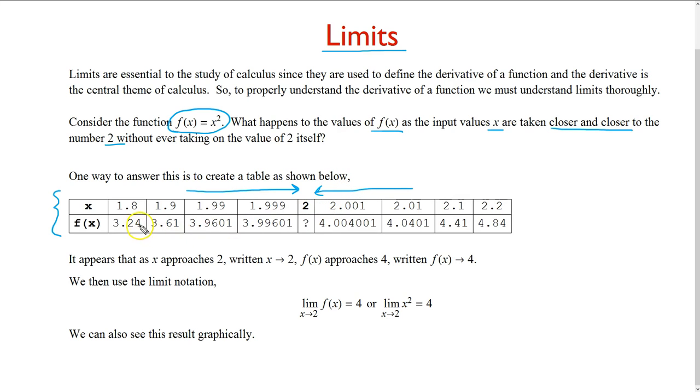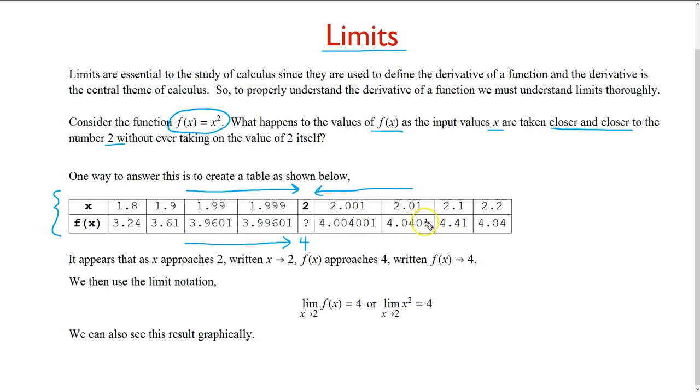Down here we have our function values for each of the x values in the top part of the table. Notice if we put 1.8 in for x and square it, we'll get back 3.24. For 1.9, the function value is 3.61, and so on. If we look at these values, 3.24, 3.61, 3.96, 3.996, it looks like they are getting closer and closer to the number 4.